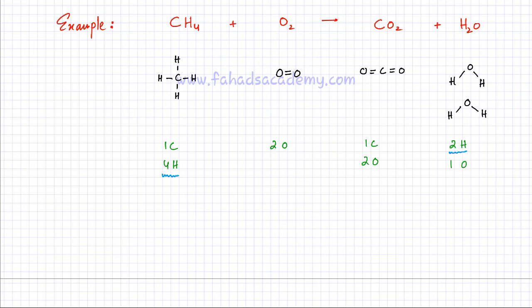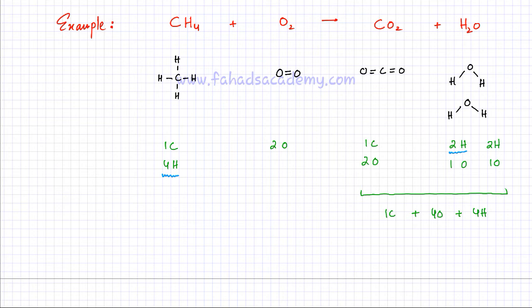So if you have another water molecule, you'll have 2 more hydrogens and 1 more oxygen atom. So in your products, the total amount of carbon is 1 carbon. There are 2 oxygens over here and there are 2 oxygens on the other side. So you have a total of 4 oxygen atoms and you have a total of 4 hydrogen atoms. So that's the total amount of atoms of elements in your products.